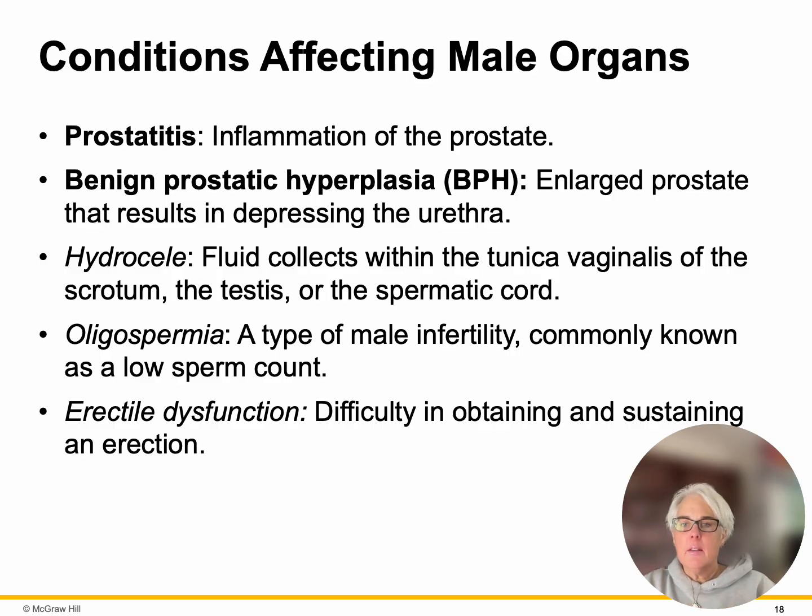So prostatitis is an inflammation of the prostate and often causes urinary symptoms. BPH is an enlargement of the prostate that obstructs urine flow. Hydrocele is hydro. We think of hydro, water, right? Cele is fluid around. So we have fluid around the testicle or spermatic cord.